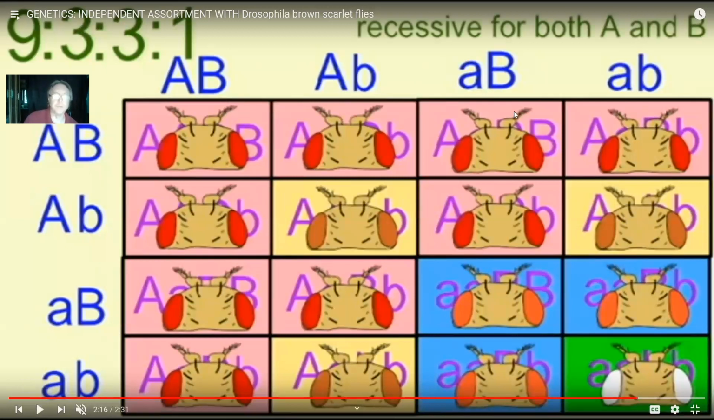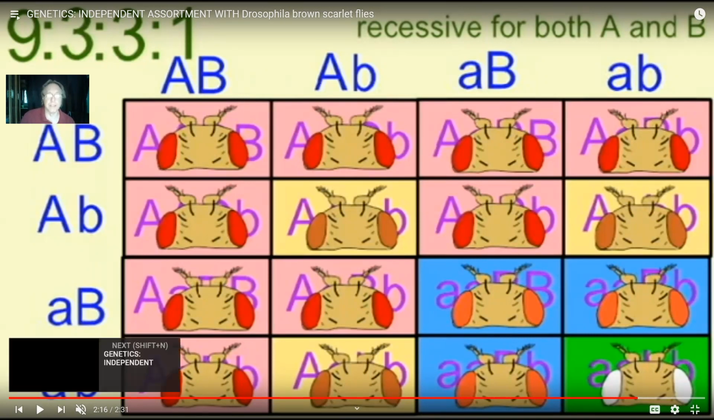So if you were counting the F2 generation, you would notice a 9-to-3-to-3-to-1 ratio. So that on average, 9/16 of the flies that you count, having at least a dominant allele for the A gene and a dominant allele for the B gene, would then have brick red eyes. 3/16 on average would have brown eyes. 3/16 on average would have scarlet eyes, and 1/16 being homozygous recessive for both would have white eyes.